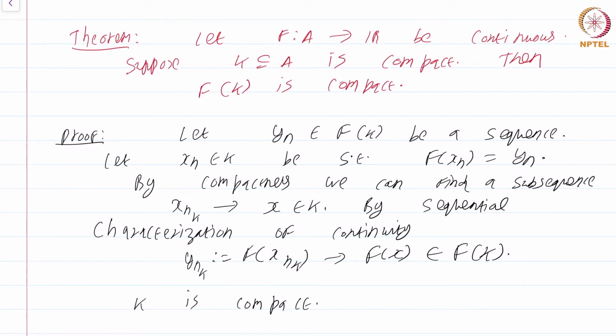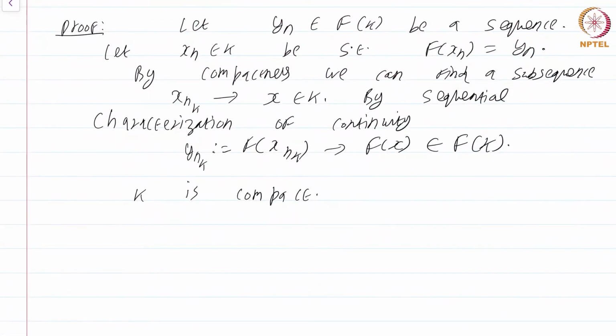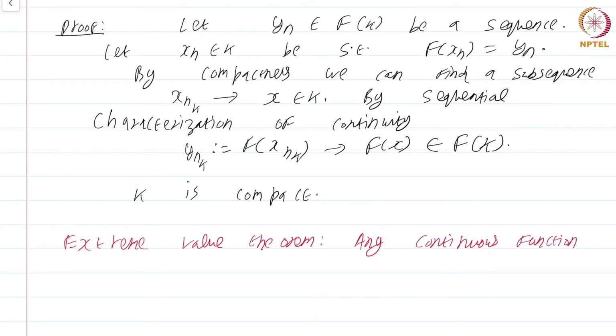Now we get an immediate consequence of this, which is the extreme value theorem, which is as follows. Any continuous function on a compact set attains its maxima and minima.